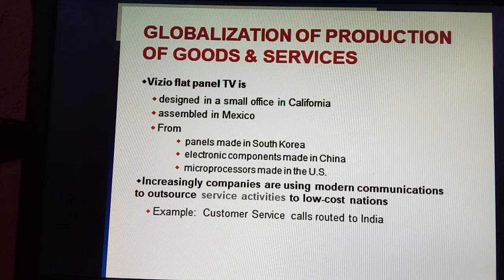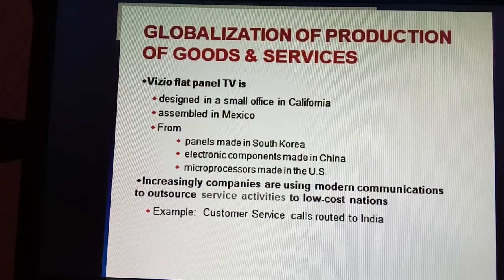Now, for services, the globalization of services. Increasingly, companies are using modern communications to outsource service activities to low-cost nations. I think everybody is familiar with BPOs, business process outsourcing, or in layman's terms, call centers. Perhaps you have relatives who are working in call centers. They are working during wee hours, unholy hours, like early morning, because the company they are working for is US owned, so their night is the day there.